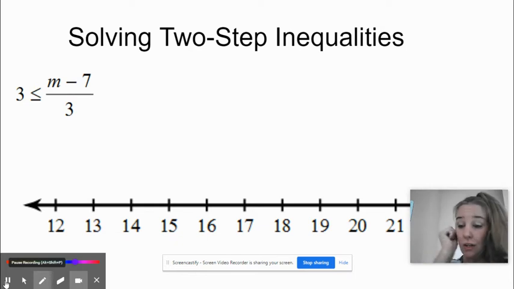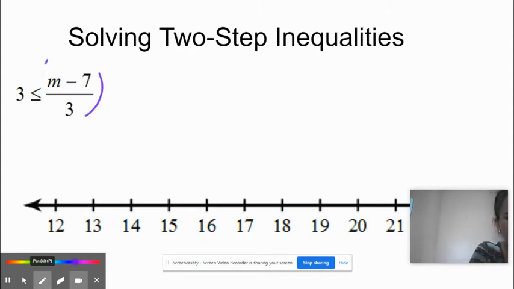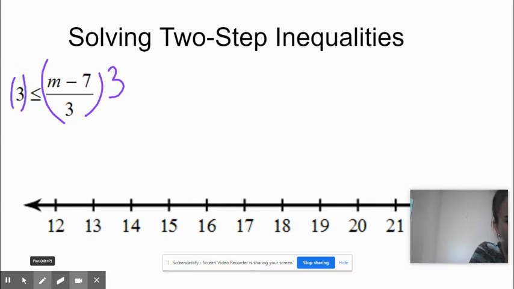All right, so I have told you before, definitely if you need to get rid of a denominator, just multiply both sides by it. I have to push really hard for this to work. So we end up with 9, right? Because 3 times 3 is 9. Less than or equal to.